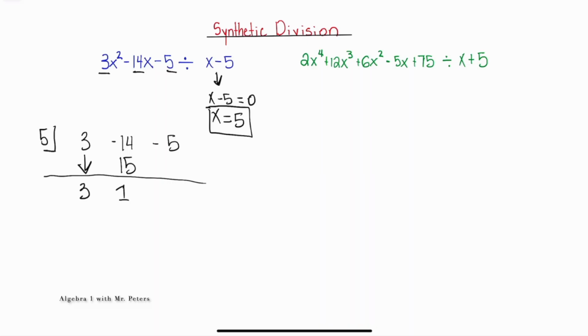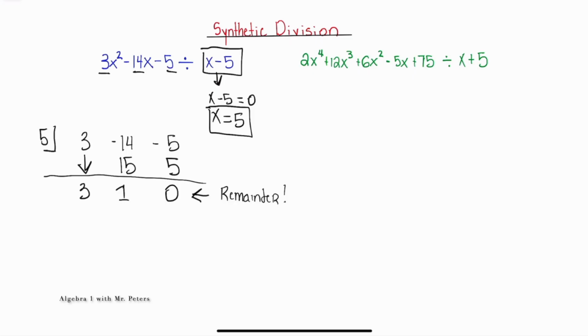We'll now repeat the process. 5 times 1 gives me a positive 5. Negative 5 plus 5 is 0. And this last number here typically represents the remainder. So because the remainder is 0 here, this means that x minus 5 is a factor for this expression.